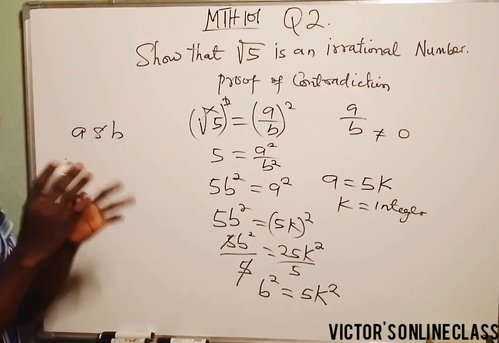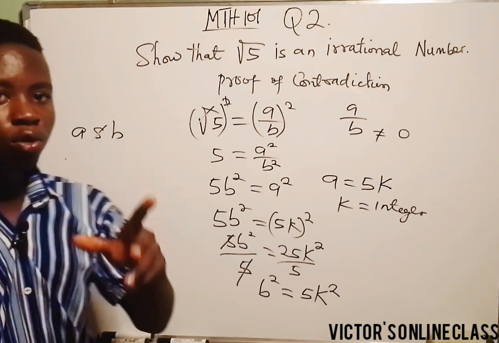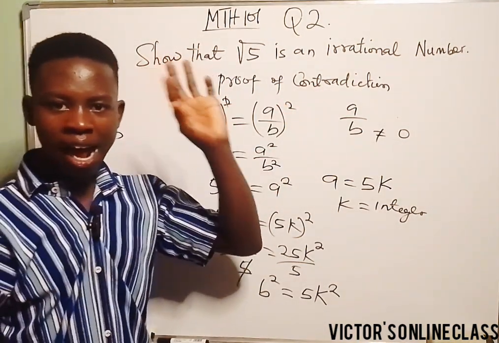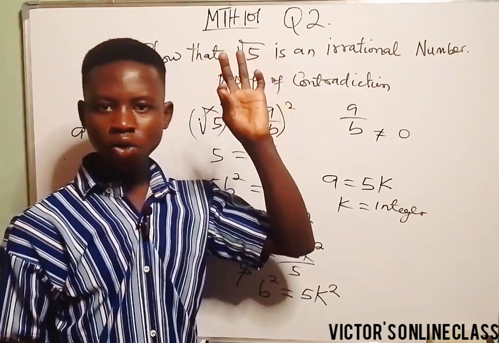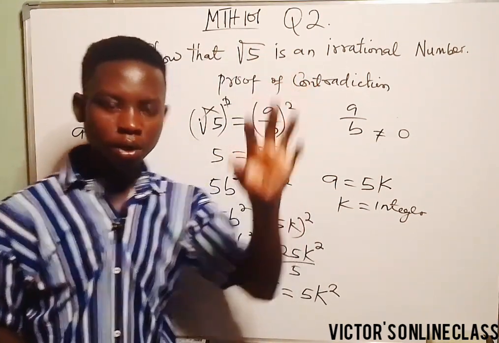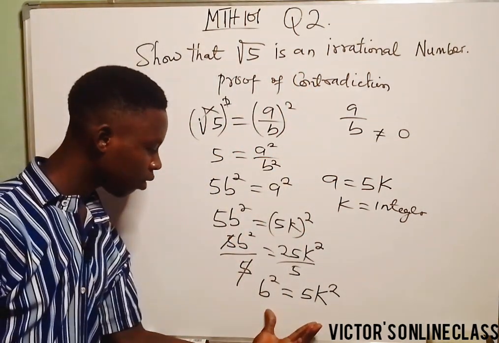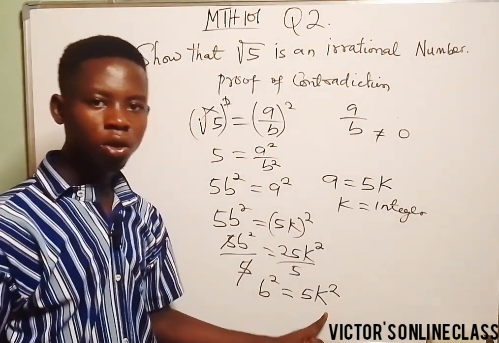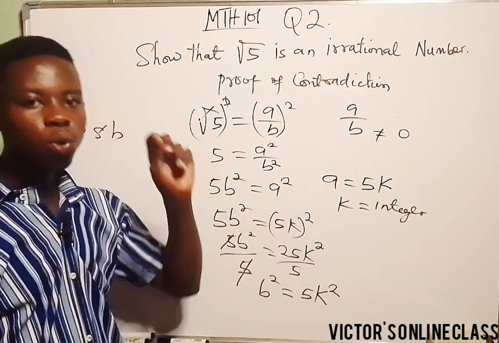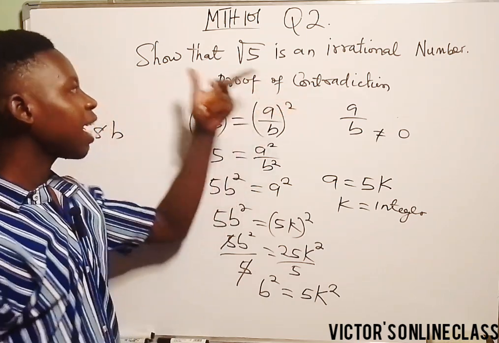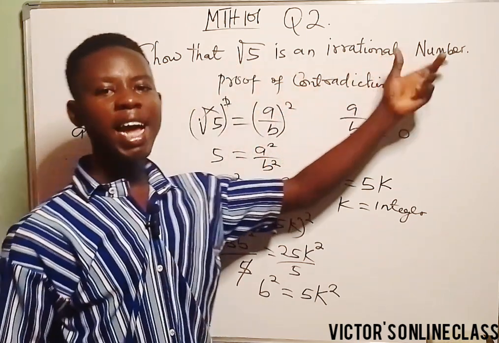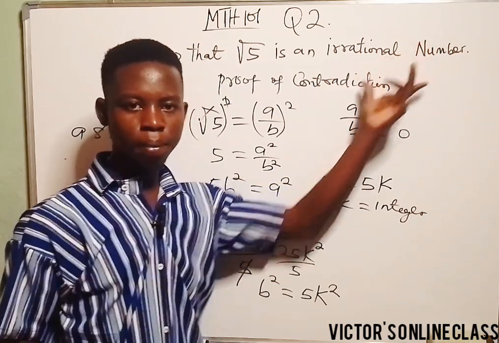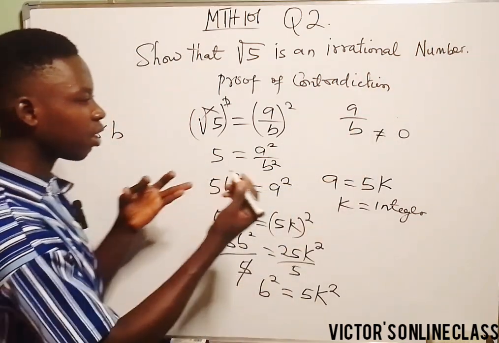So if a and b are common multiples, don't forget that from the proof by contradiction, a and b in a rational number are not common factors or multiples. But if at the end of this statement, we see that they are both common multiples or common factors, then we have proved that root 5 is an irrational number.